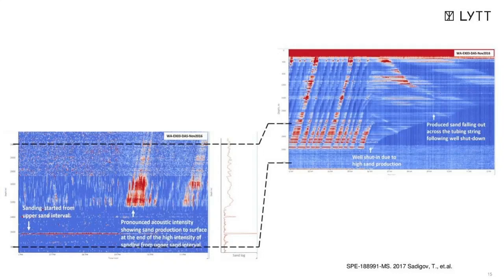Then this well was shut in because of the sanding problem. And what you see is that when the well is shut in, the sand falls back into the wellbore because it has no more energy to be picked up to surface. So this sand will be falling back to accumulate somewhere in the well. So that's the power of real-time DAS sand log monitoring. You can basically map sand from its source all the way to surface and back.